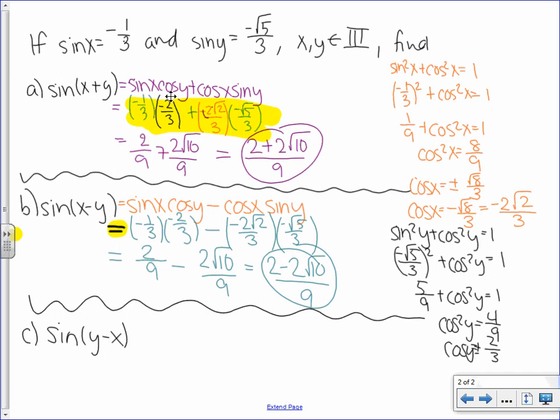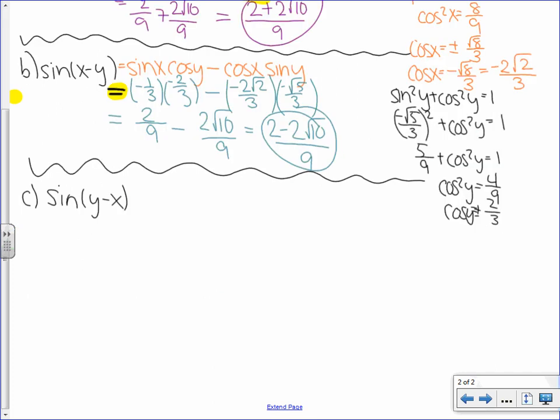So now we can go ahead and do the last part, the sine of y minus x. Now don't get confused just because it looks a little funky. We're still going to do what we normally would. So let's write out what our formula is. Remember, we go left to right. So this is going to be sine, cosine, cosine, sine.